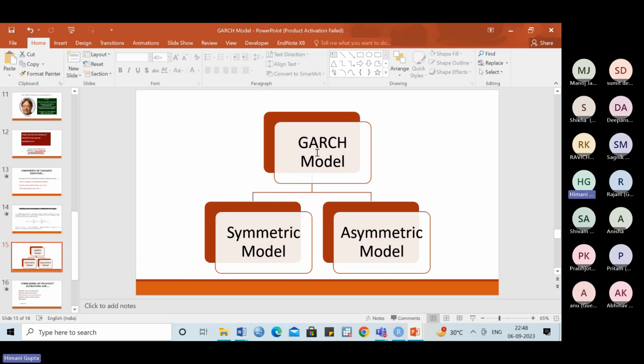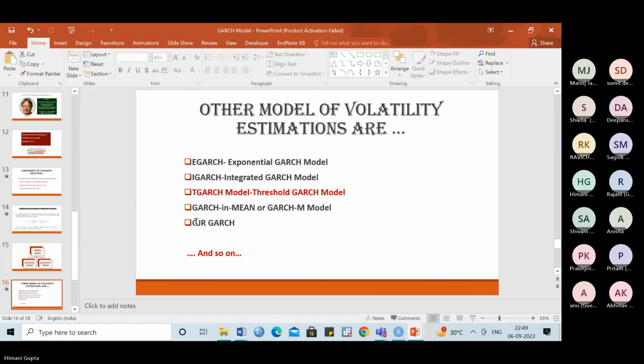I have already told you we have two kinds of GARCH models, symmetric and asymmetric. Symmetric model means good news and bad news have a symmetric effect, and asymmetric means good news and bad news have a different effect. If some good news came, 10% volatility is there, but bad news has 20% volatility. So both are different. So these will be the different kinds of volatility models that we are going to study: EGARCH, which is known as exponential GARCH, IGARCH integrated, TGARCH threshold GARCH, GARCH in mean, GJR-GARCH, and there are many various other GARCH models.